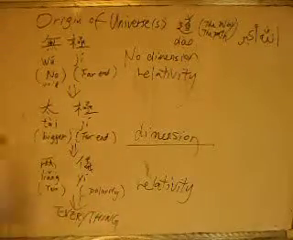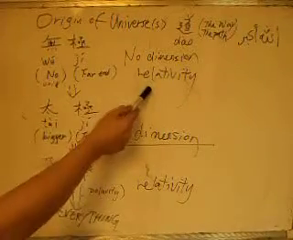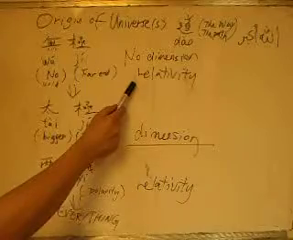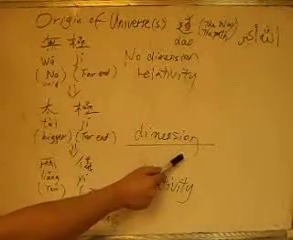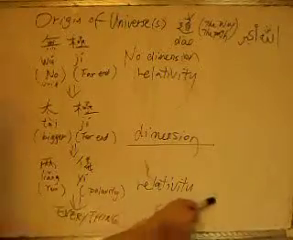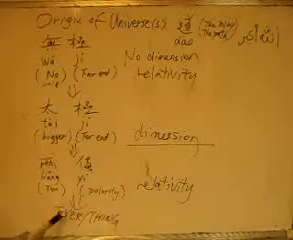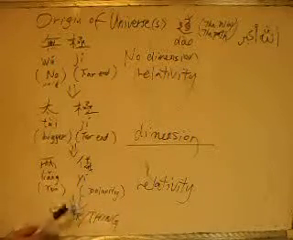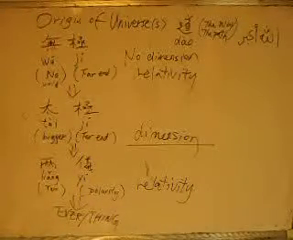So the origin of the universe: before we have the universe, it is in a state of no dimension, no relativity. Then all of a sudden, dimension exists and relativity exists. Then everything came into existence. This is the origin of the universe.